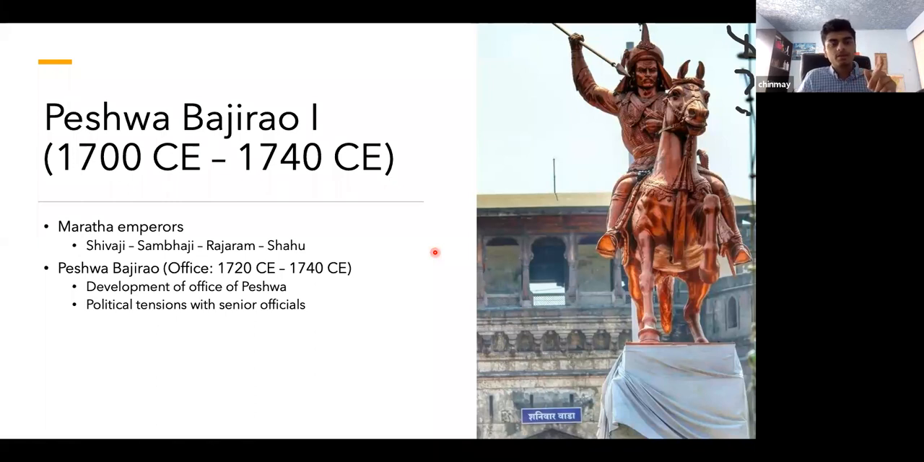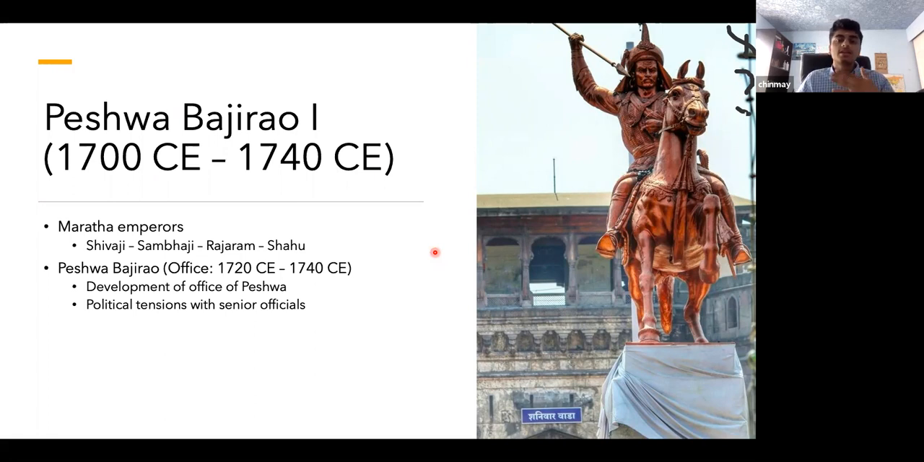They would be appointed by the king. And as time went on, the Peshwas actually became more powerful than the kings themselves. They started taking up a more prominent role in Maratha politics. But that would happen more and more as time went on. The person that gave the Peshwas more influence and more dominance is Peshwa Bajirao Ballal.